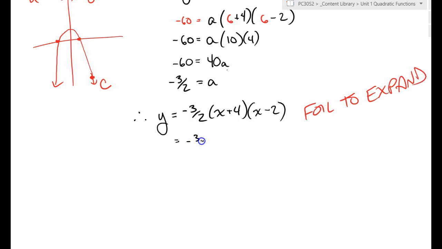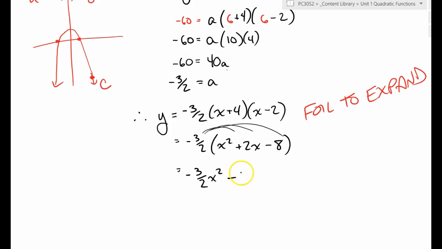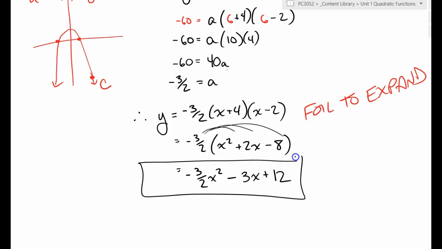Okay, so I get negative 3 halves x squared plus 2x minus 8 inside here. And then I have to distribute my constant out in front. So it's going to be negative 3 halves x squared minus 3x, and then plus 12. That ends up being what it calculates out to be. So that would be my final answer, and it's incomplete without that y equals.